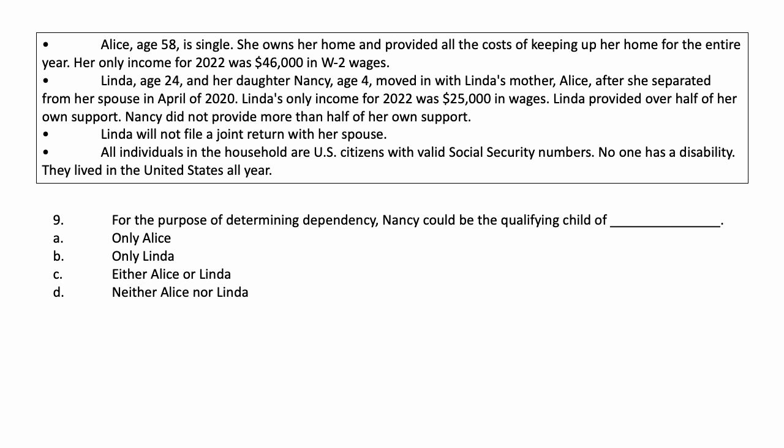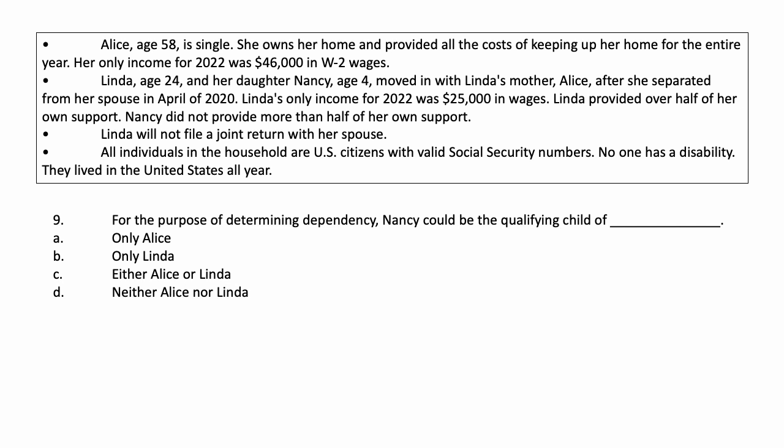This is a question that shows up every year on the advanced tax exam. It's bound to be on this year's as well. This is from last year, from 2022. Alice, age 58, is single. She owns her own home. Her only income was $46,000 in W-2 wages. Linda, age 24, and her daughter Nancy, age 4, moved in with Linda's mother, Alice. So Alice is the grandmother, Linda is the daughter of Alice, and Nancy is the daughter of Linda. So you've got a grandparent, daughter, and grandchild living in the same house.